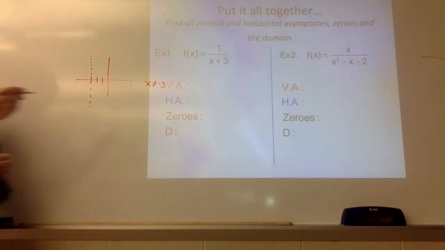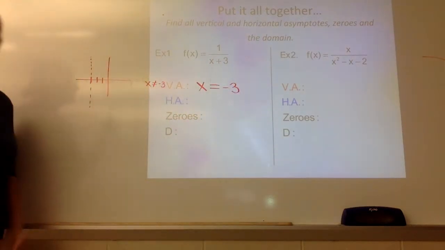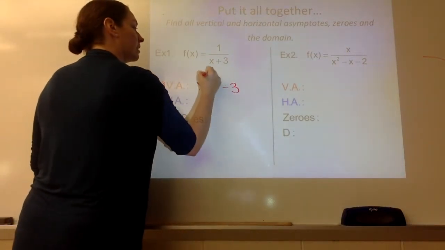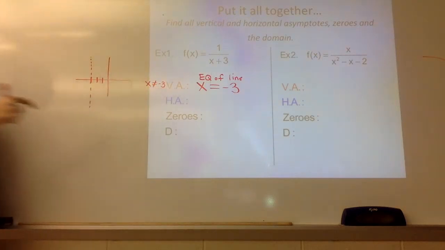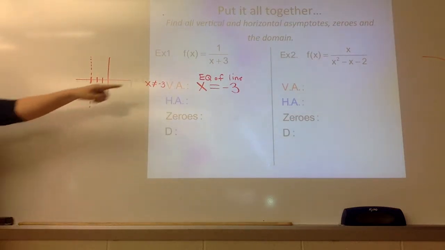Prerequisite unit, x equals -3. Now, I'm writing this on purpose because this is an equation of a line. This is a statement about what value of x you can't have. So if I ask you for what is the vertical asymptote, I want the equation of a line.